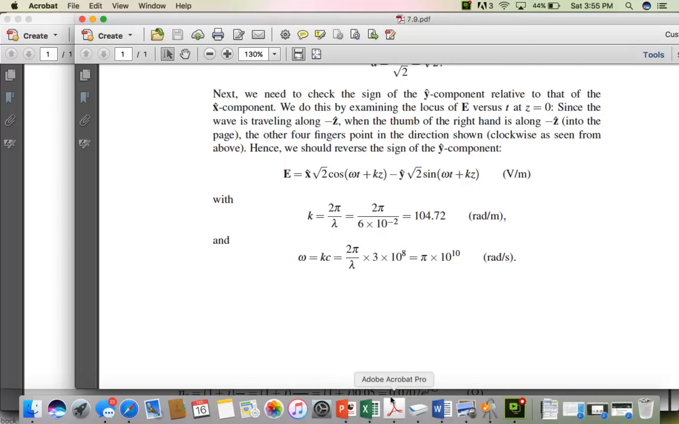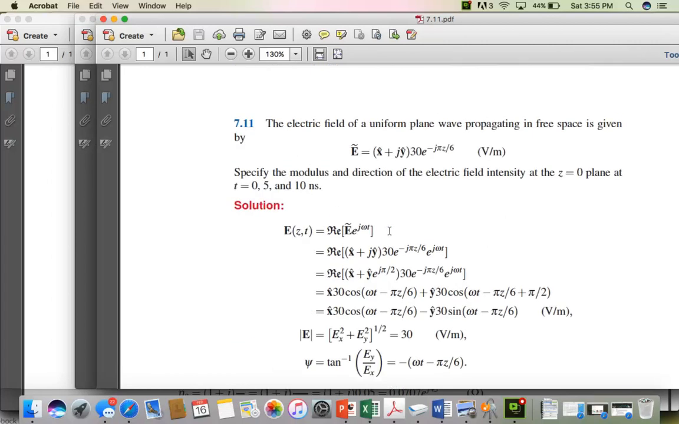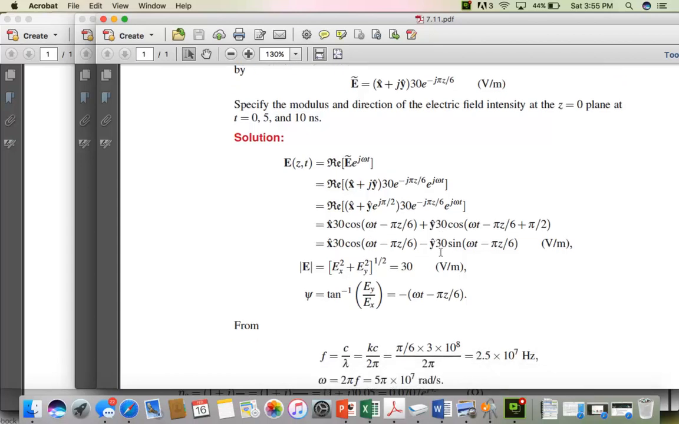Now let's look at problem number 11, which I believe the solutions manual actually has correct. So if you look here, here is our cosine and sine. And here is the calculation of the modulus or the magnitude of E. You will notice that we have E x squared plus E y squared. E x squared is 30, and the cosine function has to be included. E y squared is 30, and the sine function has to be included.